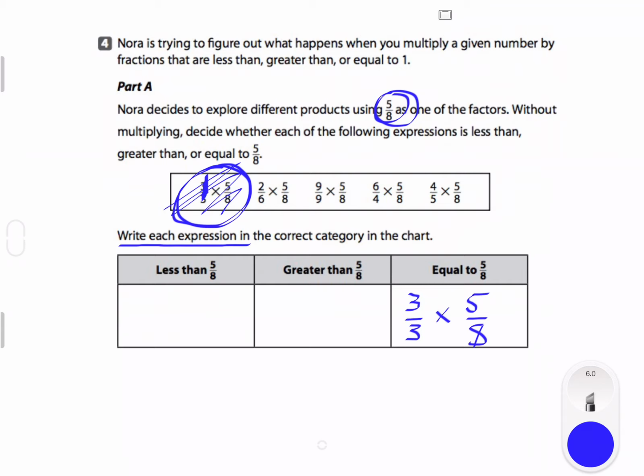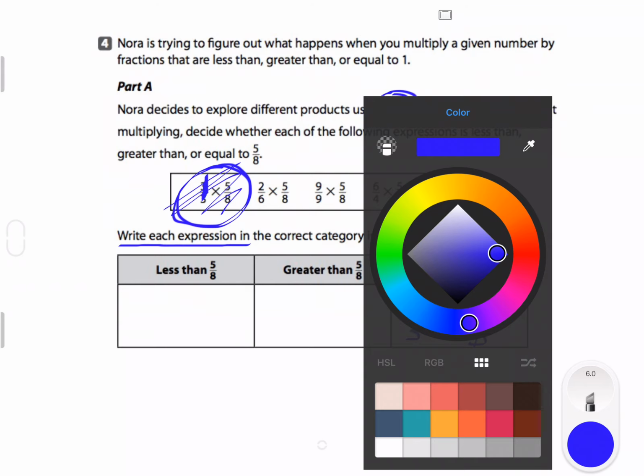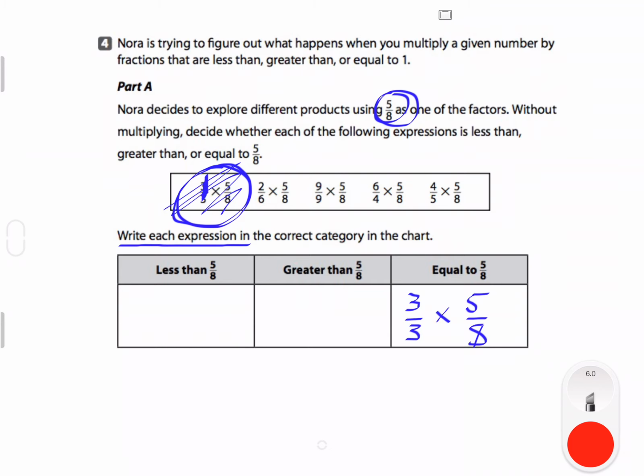The next one is 2/6 times 5/8. Maybe I'll use a unique color for each one of these. So we have 5/8 as our base factor and 2/6. 2/6 is less than 1. What we've learned is that if you multiply a fraction by a factor that is less than 1, your product, the answer, will be less than what you started with. So that tells us everything we need to know right there.